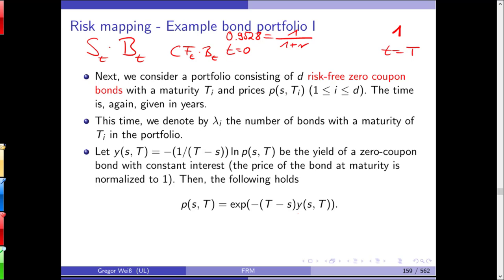And you have this here, only that the future cash flow is 1. Take the future cash flow, you discount it, so what you need is the yield, and you put it into the exponential function, and this will give you the price of this bond.